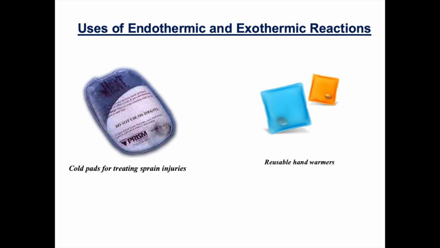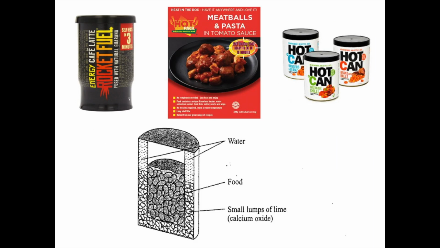You can also have this sort of technology in hand warmers, where once again two chemicals mix. It's an exothermic reaction, it gives out heat. Exothermic reactions are also used in products such as self-heating cans and self-heating food packaging.